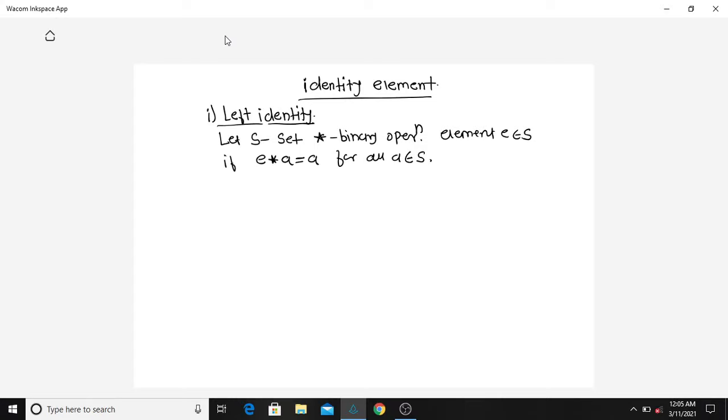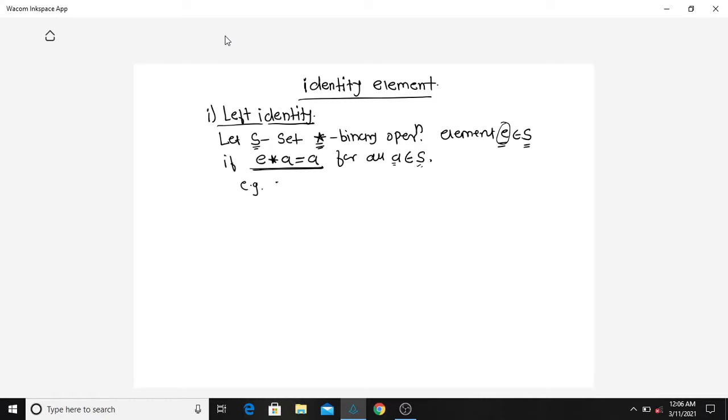So if we have S as a set, and star is any binary operation defined on this set, an element E that belongs to the set S is called left identity. So E is called left identity if E star A gives you A for all elements A that belong to the set S.